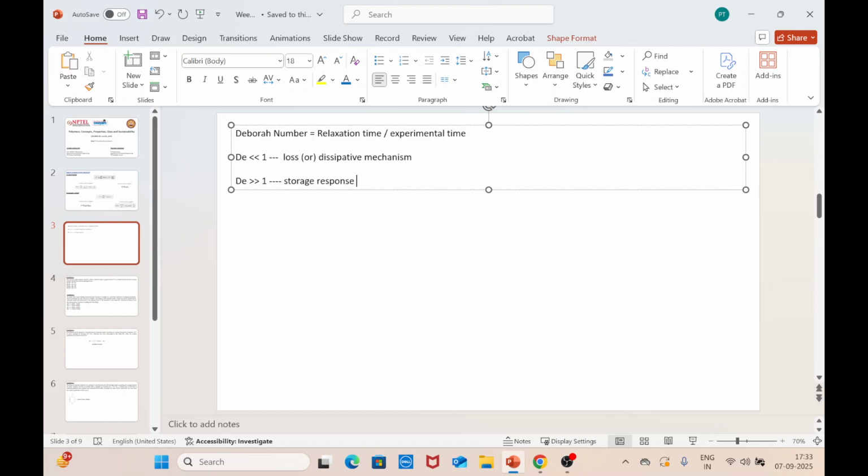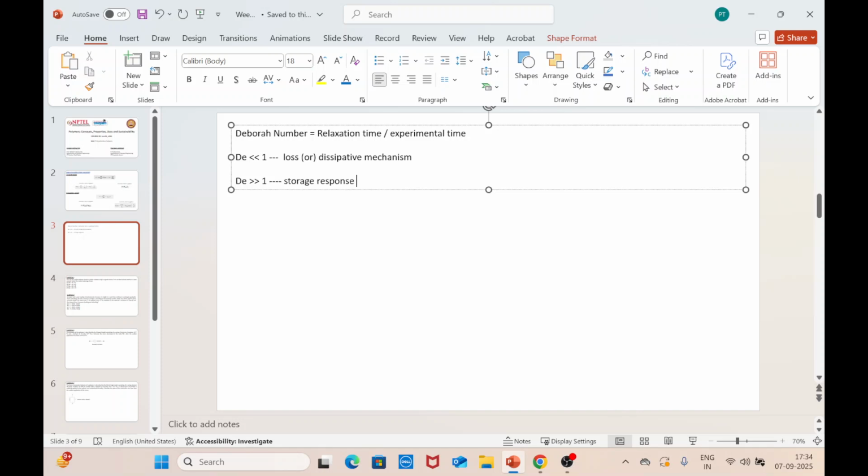So that is the reason we can infer that if the Deborah number is much lesser than 1, it is a dissipative mechanism, because since the relaxation process is going to happen at a very fast rate, a large amount of the energy is going to be dissipated. So that is why it is represented here as a dissipative type response.